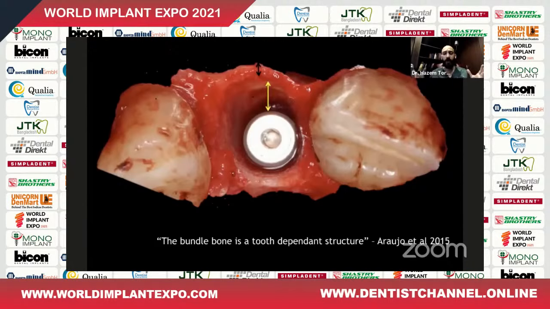So now we have the bundle bone, which, as Araújo said, is a tooth-dependent structure. The moment you extract this tooth, the bundle bone is affected and it will vanish or resorb. The reason for that is it's completely made of dense cortical bone, and its blood supply depends on the periodontal ligament. So once you extract the tooth, the periodontal ligament has no role at all, so it degenerates, the blood supply to the buccal plate is gone, and therefore the bundle bone resorbs.